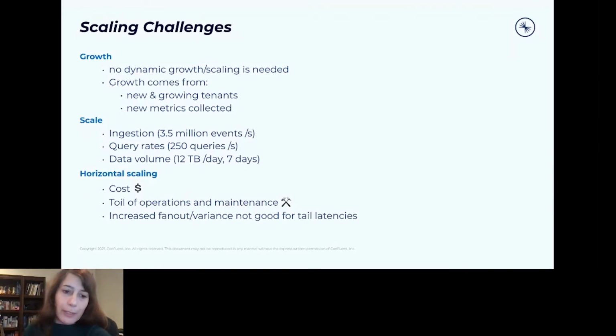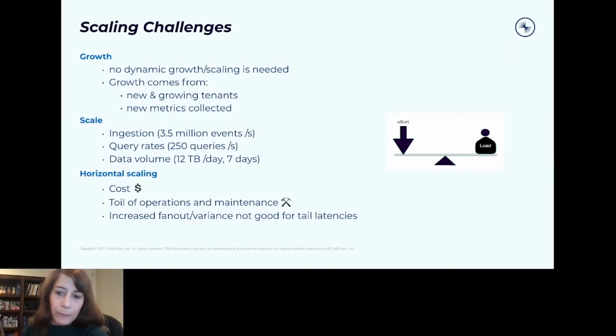In addition, over time, as we add features and new use cases, the product team requires us to collect new metrics from the clusters, and these new metrics add to the number of events that we have to ingest. So in general, we scale for three things: ingestion, which is now at a rate of 3.5 million events per second, query rates, and data volume. Per day we collect 12 terabytes of data, and we keep 7 days of queryable data in our historicals.